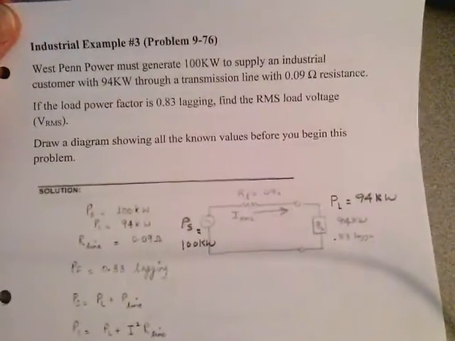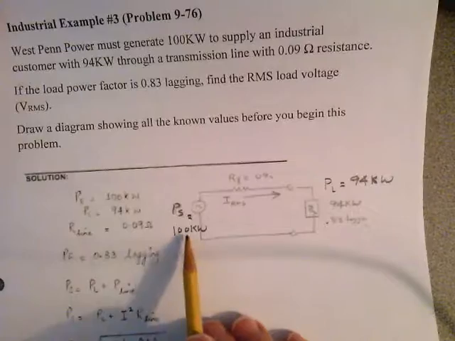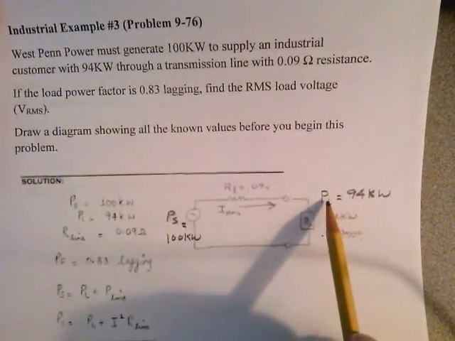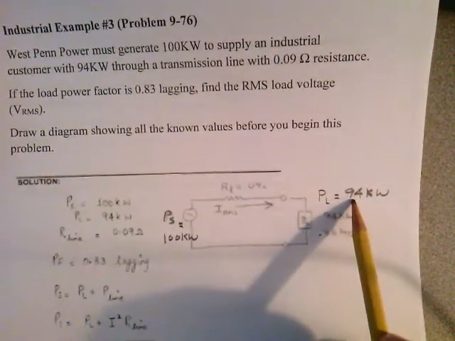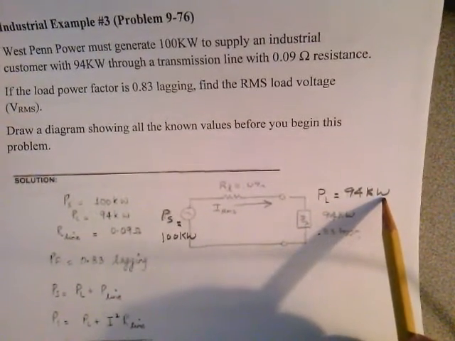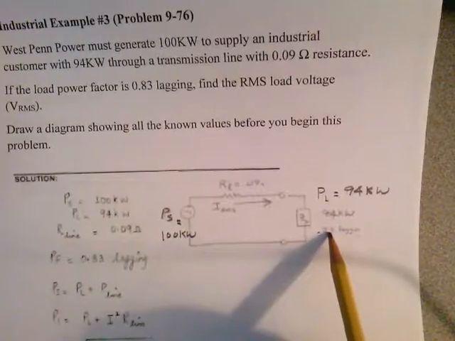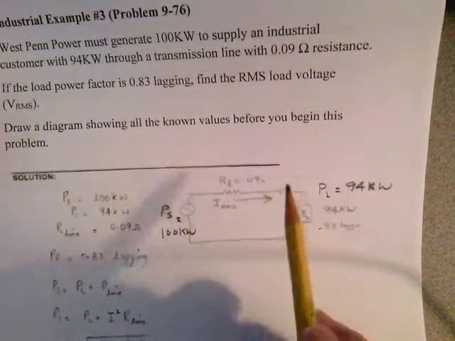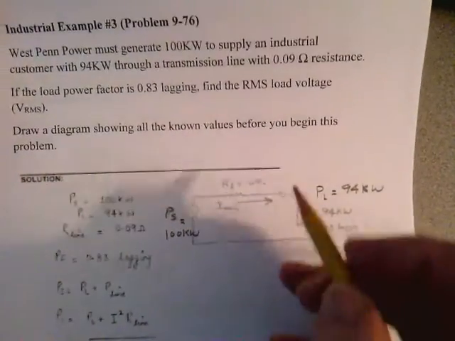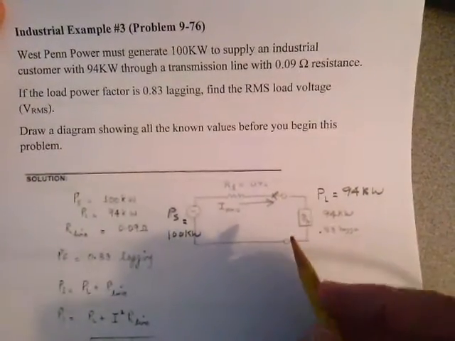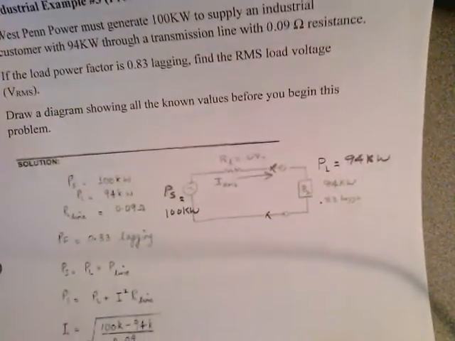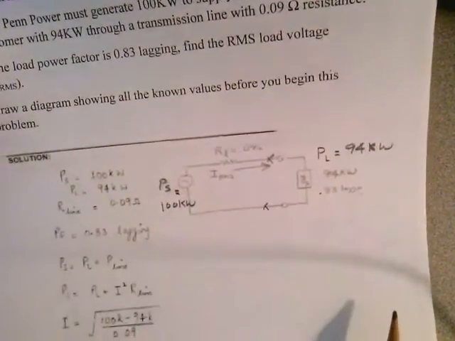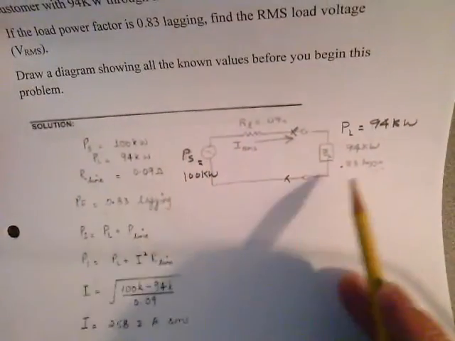There's what we have. The power supplied back here is 100 kilowatts. I have some line resistance right here. And the power that the customer needs is 94 kilowatts at a power factor of 0.83 lagging. Find the RMS load voltage. What's this voltage have to be? What's that voltage have to be right there in the line, if that line resistance is 0.09 ohms? I have everything I need right there in that diagram.